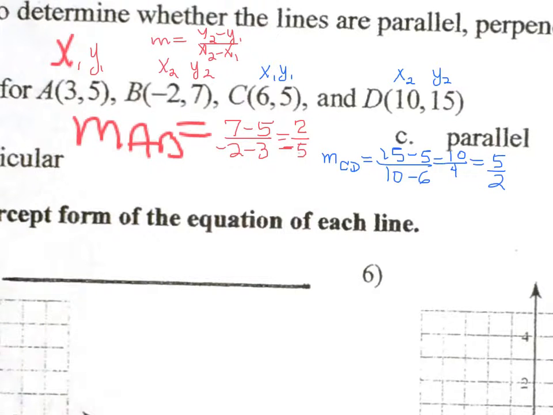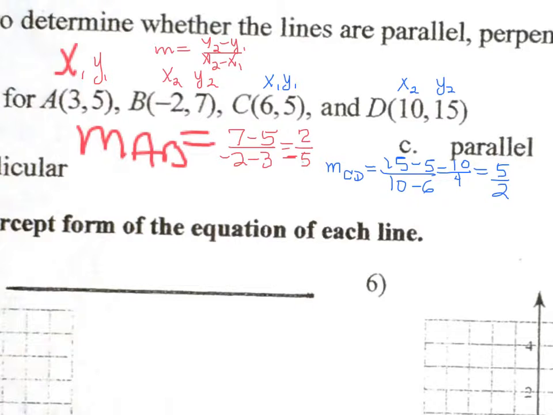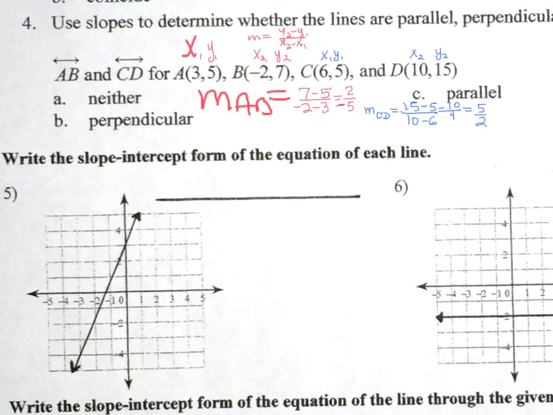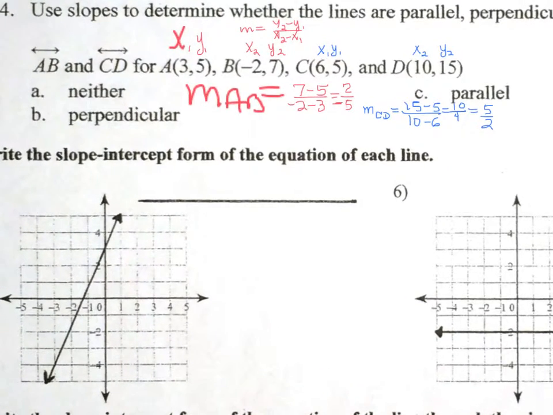Now you compare both slopes. This is negative 2 over 5, and this is positive 5 over 2. What type of slopes are these two? They're perpendicular. Why? Well, because they're negative reciprocals of each other. This is negative, this is positive. 2/5, this is 5/2. So it's perpendicular. And that's the answer, which is letter B. So the answers were C, C, C, B.